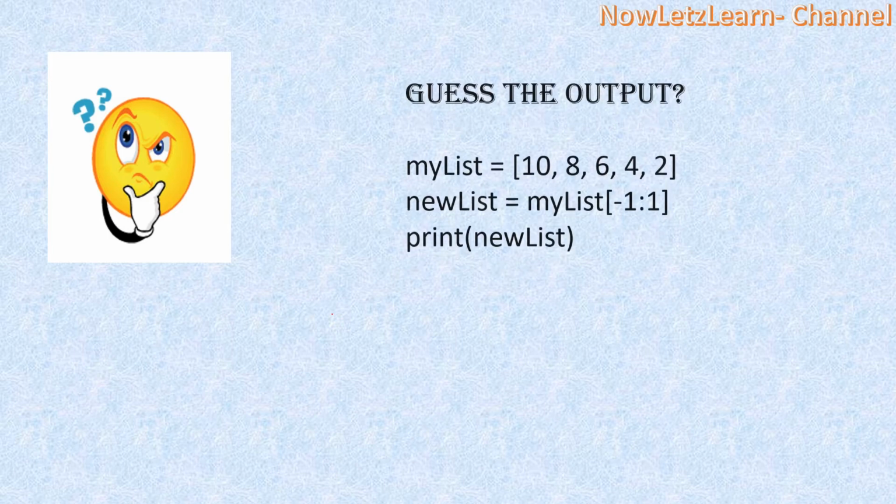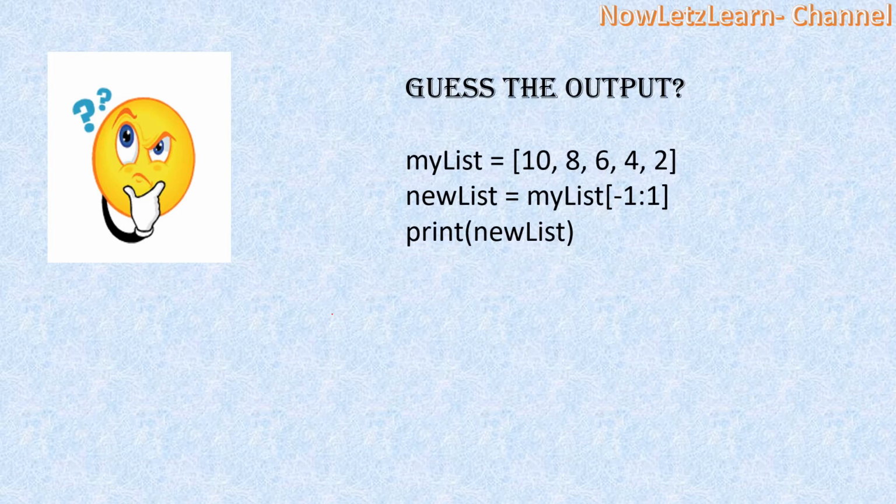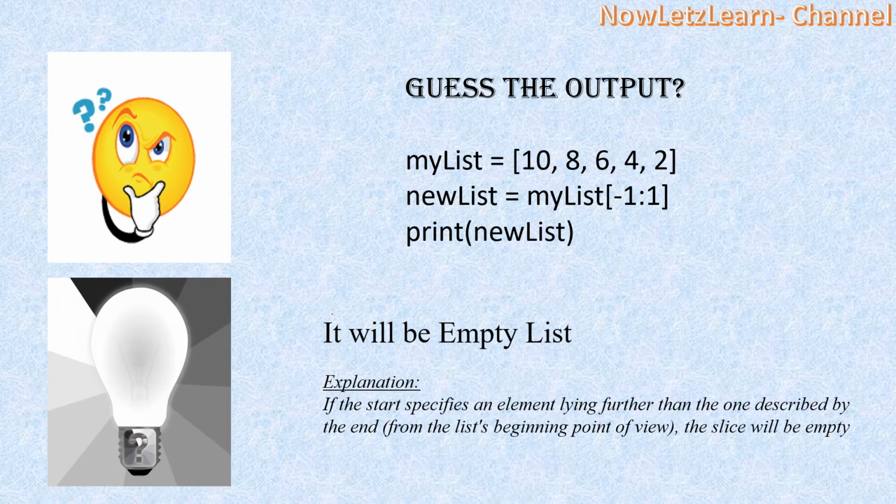Okay, so here we have my list with the values 10, 8, 6, 4, 2. Then we are getting a new list with the help of slicing on my list, and then we're printing the new list. So let's see what gets printed. It's an empty list. The reason is because in a list, if the index of the starting element of a slice is greater than the index of the ending element of a slice, then it creates an empty list.